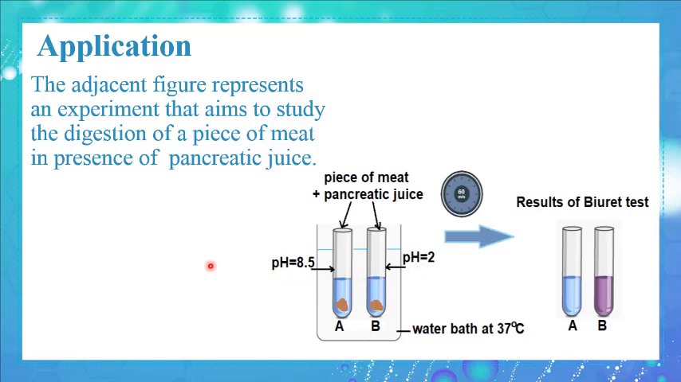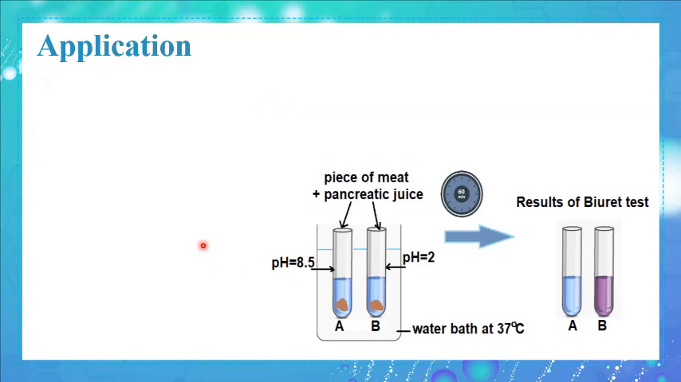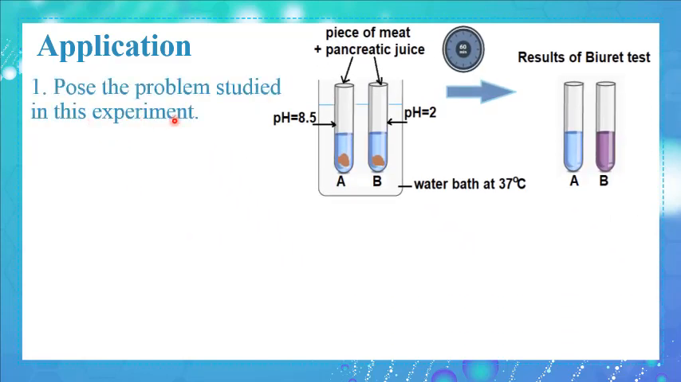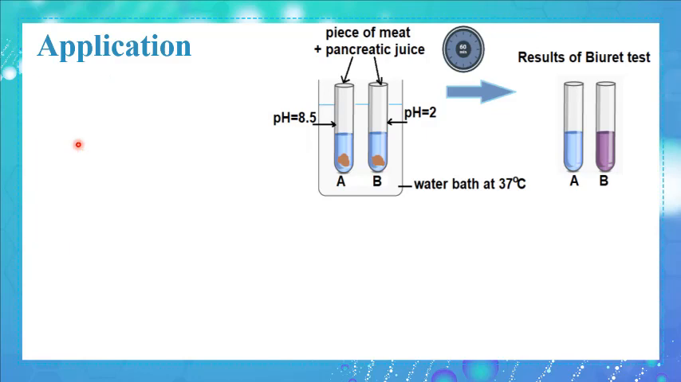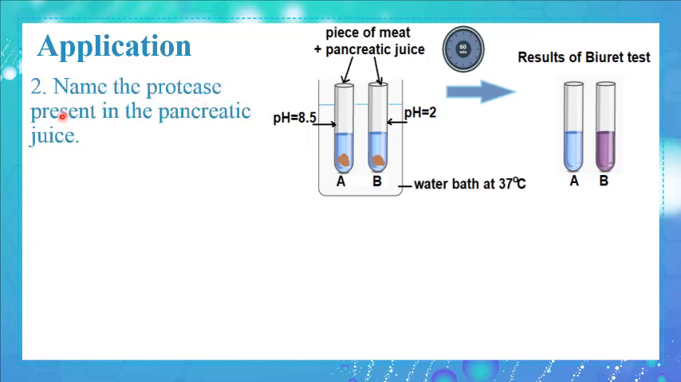Let's start by the questions. Pose the problem studied in this experiment. Remember that the problem is a scientific question and it must end by a question mark. What is the suitable chemical medium for digestion of meat by pancreatic juice? Name the protease present in the pancreatic juice. It's what? Trypsin.